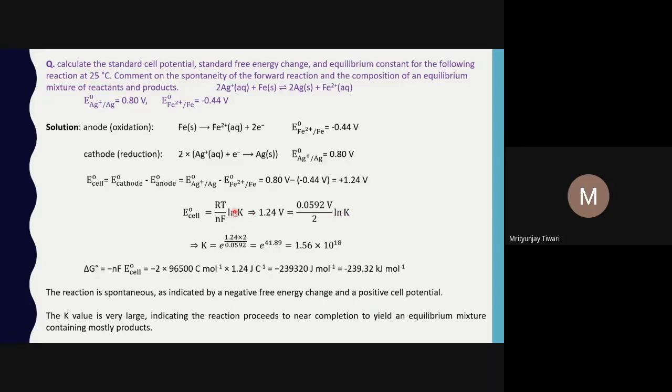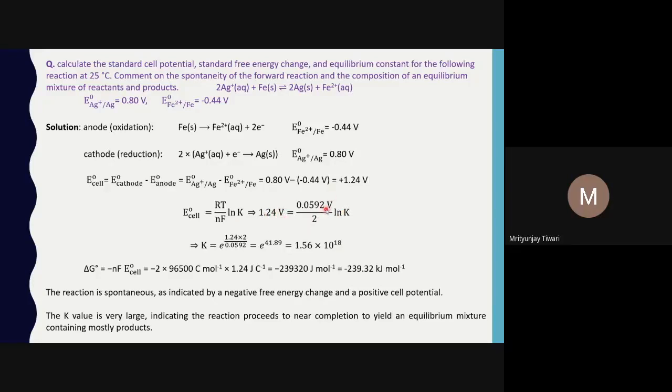or anyway from here directly we can also write this. So K will be equal to, this E naught cell into 2, because the E naught cell value we have just calculated is 1.24 volt. So this equation is already given: E naught cell value we have written as 1.24 volt, and this RT by NF ln K will be coming to this. So from here ln K will be 1.24 volt.